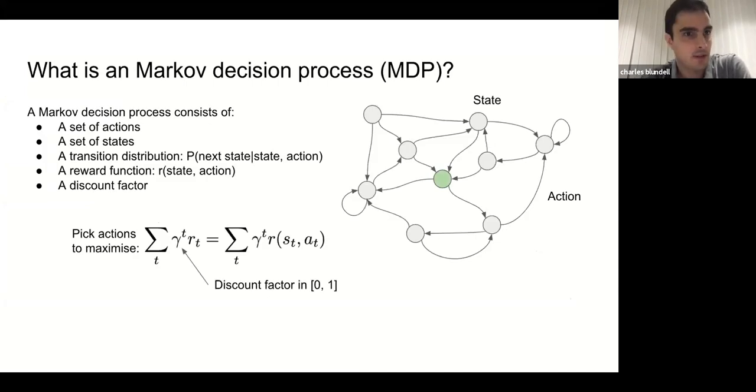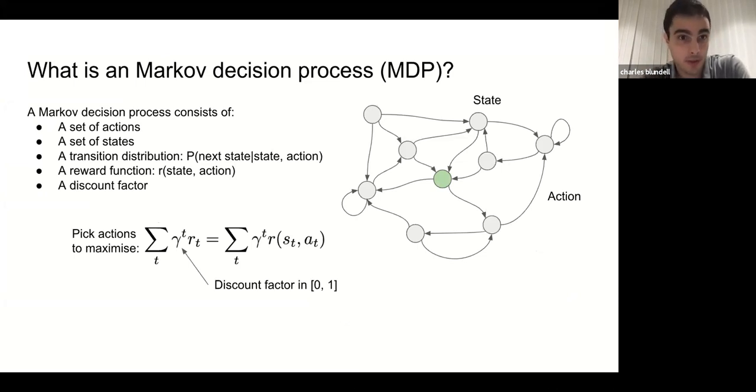So the common way to formalize this kind of setup is to think about a Markov decision process. And a Markov decision process has 5 components. It has a set of actions that can be sent from the agent to the environment. There's a set of states that the agent can move between. You have this transition distribution, and this transition distribution says, given you're in this state and you take this action, what's the distribution of the states you end up in?